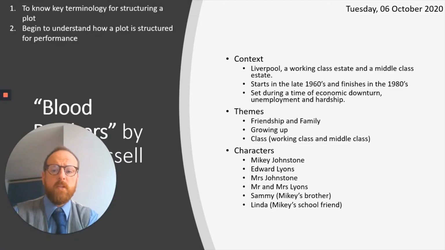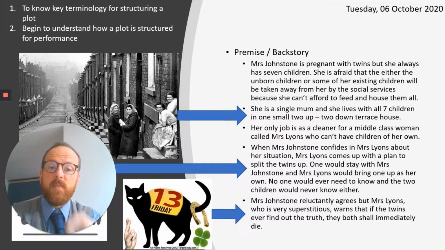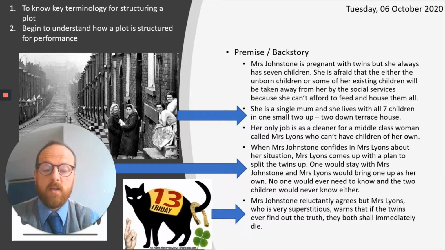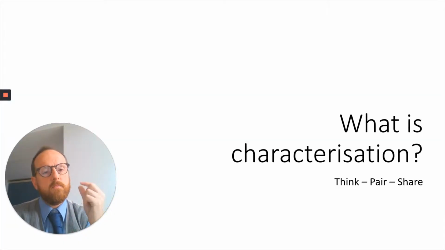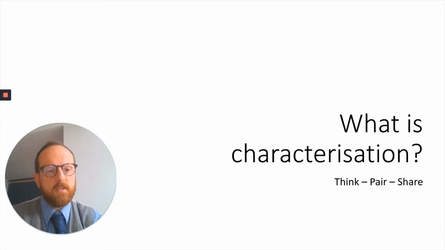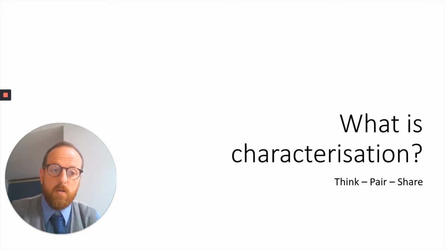With this one, we do a little bit of recap. So we go back over the context and the themes and the characters and the premise of Blood Brothers. They are not reading the whole play, they are working on extracts. So this is the kind of information that they really need to have so that they can work with the extracts quite carefully. Then the lesson goes into the next phase, which is looking at the new learning.